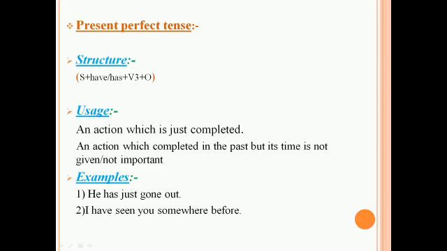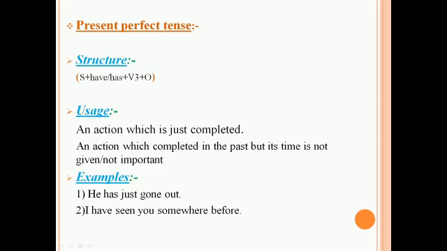We use present perfect tense to express an action which is just completed or an action which completed in the past but its time is not given or not important. Example, I have already written my homework. You have already done your homework, like that. An action which is just completed.